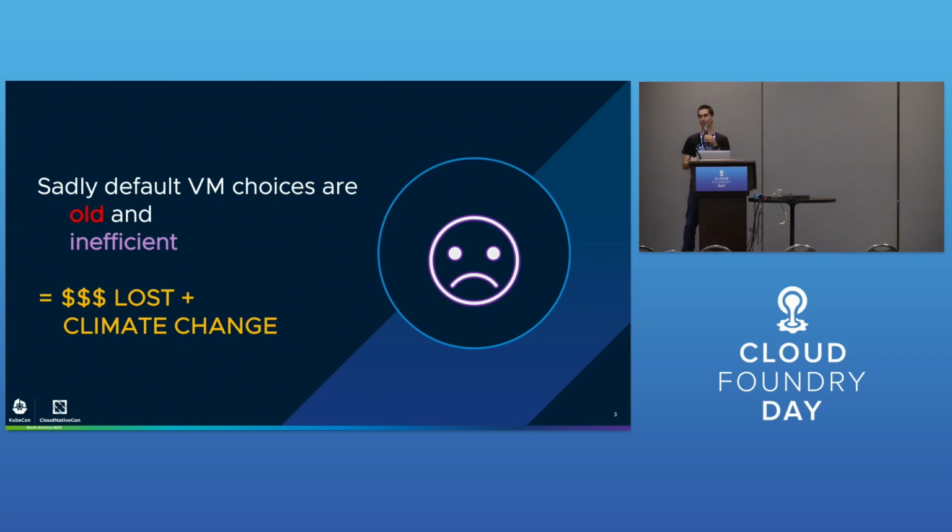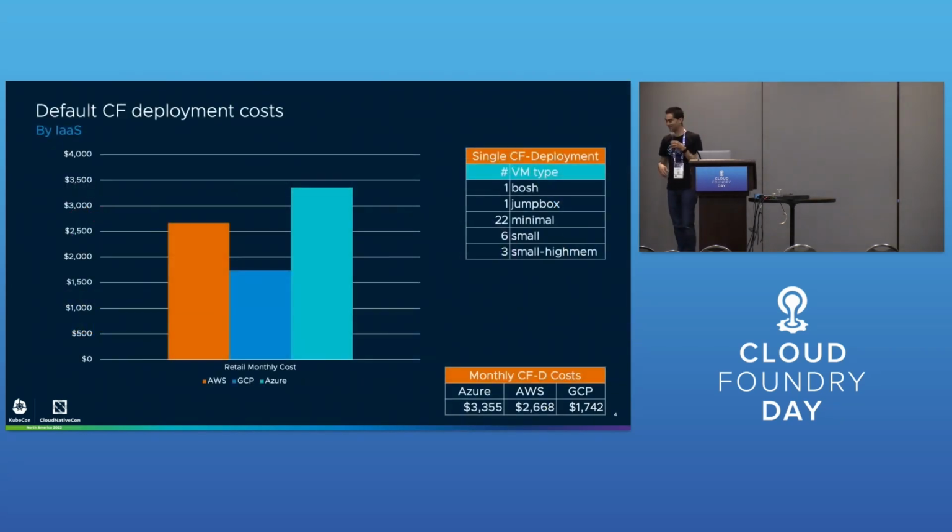If you are a new person to Cloud Foundry and you deploy one and you look at how many VMs there are and how expensive they are, you're going to be fairly shocked, right? You're going to say, whoa, that's $2,500 a month or $3,300 a month. And it deploys like a huge number of VMs there. That's the full inventory for how many VMs you get. So it's a lot of VMs and it's really expensive. So this, luckily, is a solvable problem.